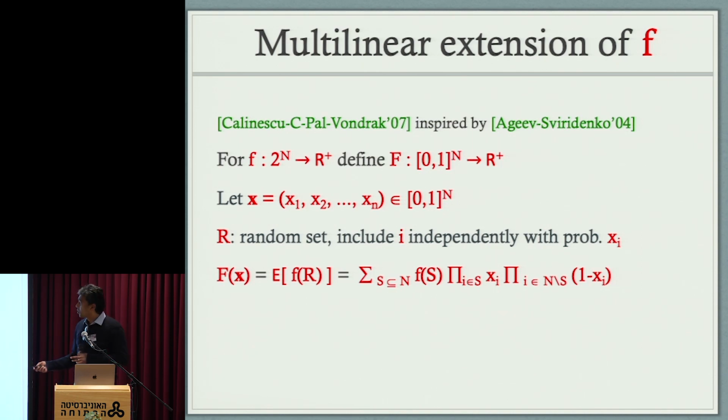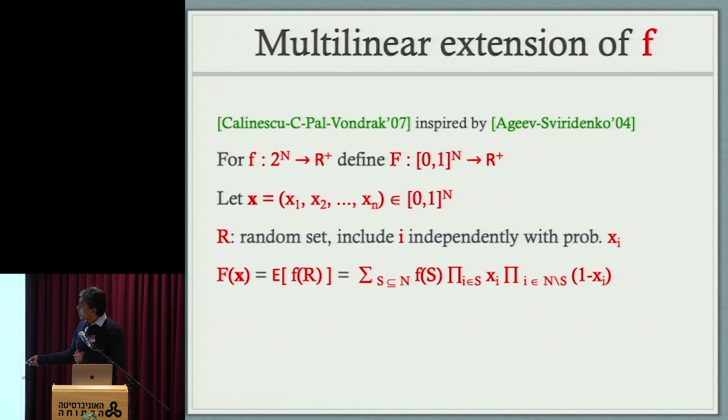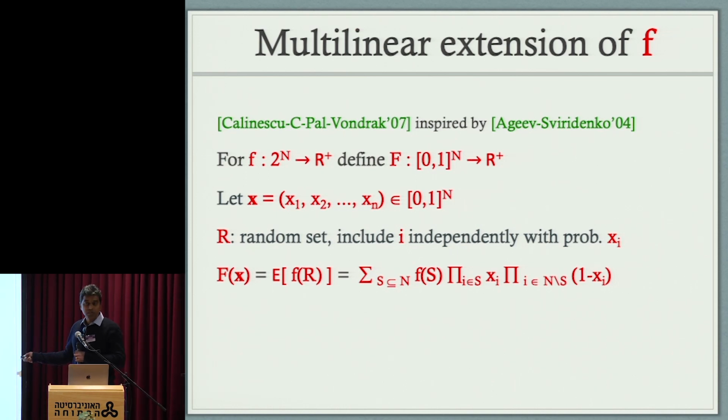It's very simple. Given a discrete set function f, we can define a continuous function in the following way. You can use it for any function. So how do we do that? We need to assign some number for every fractional point in the hypercube. We take R to be a random set where each element is picked independently with probability x_i. And we take the expectation according to the original set function f. That's one way of assigning a number to each fractional point in the hypercube.